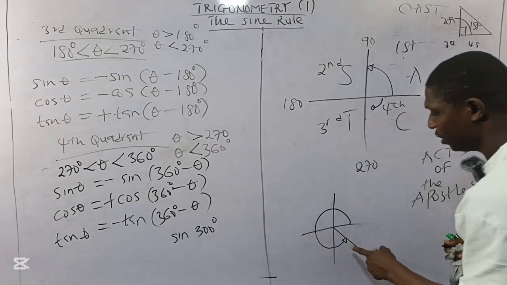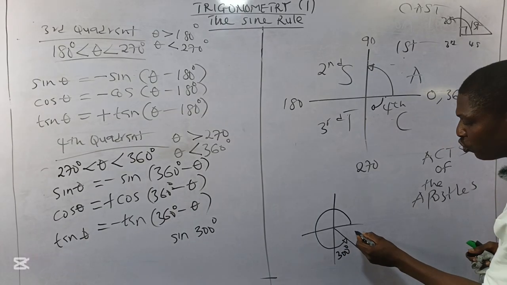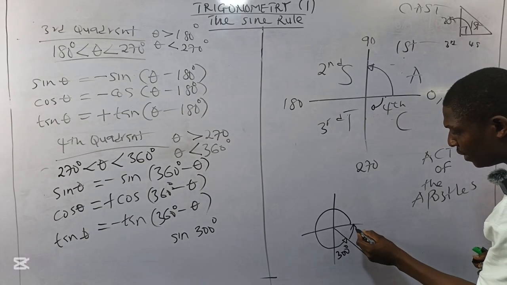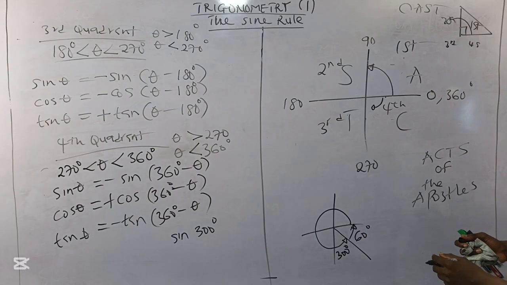Sine 300 degrees. So from here to here is 300 degrees. So what will be left here? What will be left here will be 60 degrees. Take note.